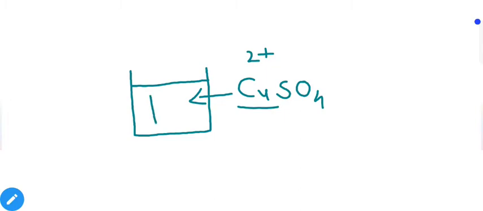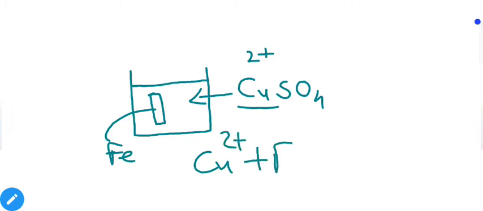We have a solution of a copper compound. Normally we can use copper sulfate or copper nitrate. In this case, copper will be in the +2 oxidation state, or it is a +2 ion. And if we dip a nail of iron, or anything made of iron, let's say an iron rod, which contains metallic iron, that means it has zero oxidation state or zero charge. So when these two come in contact with each other, we have copper +2 and iron.